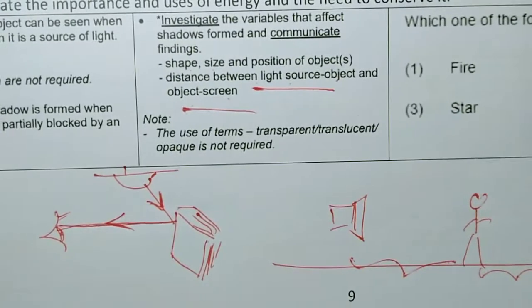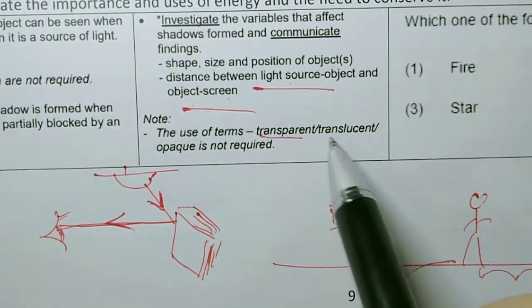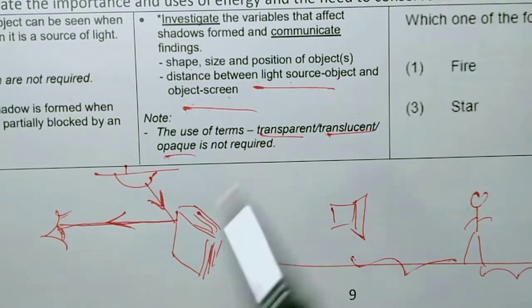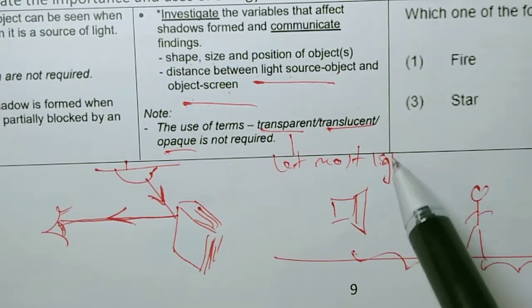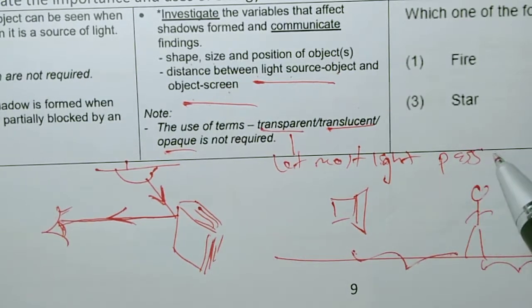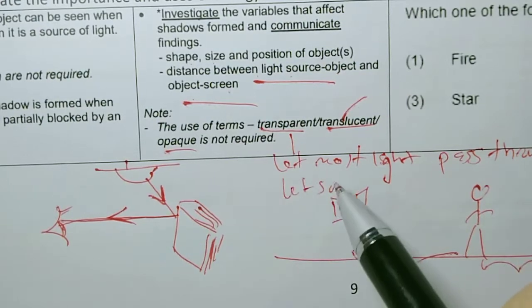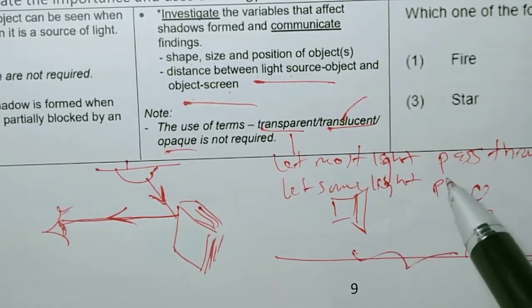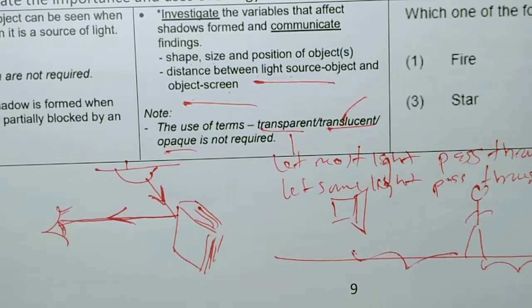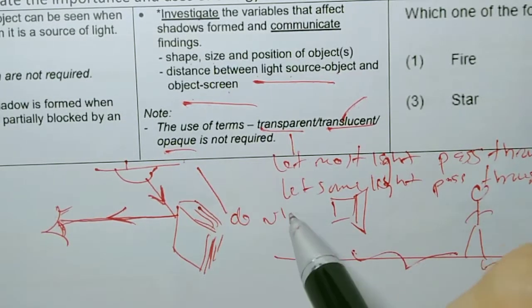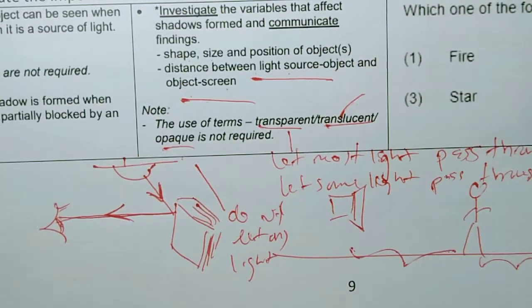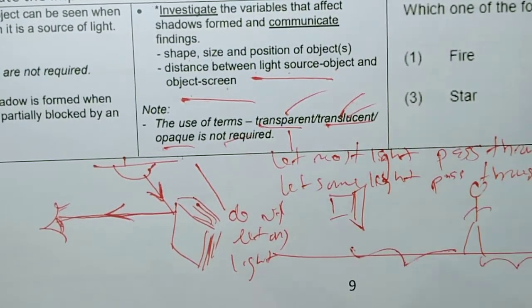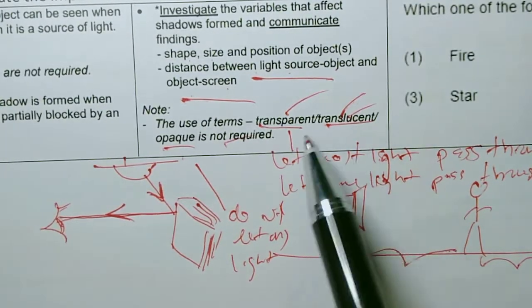Now, you will not see terms like transparent, translucent, opaque. All you need to tell us is this means let most light pass through, or when we use this, we are referring to a transparent object. Translucent means let some light pass through. And opaque means do not let any light pass through it. Now, can you use these terms? You can, all right? But we will not use these terms when we test you.